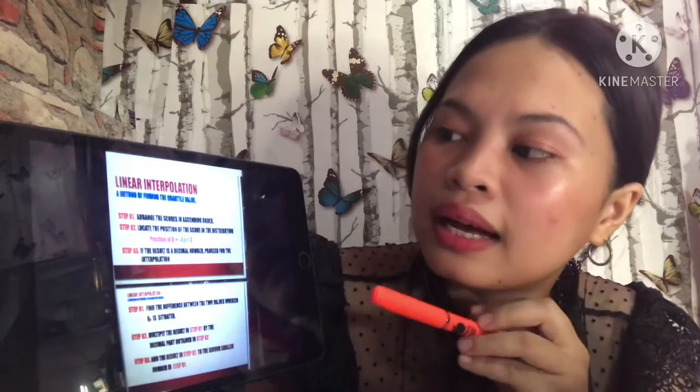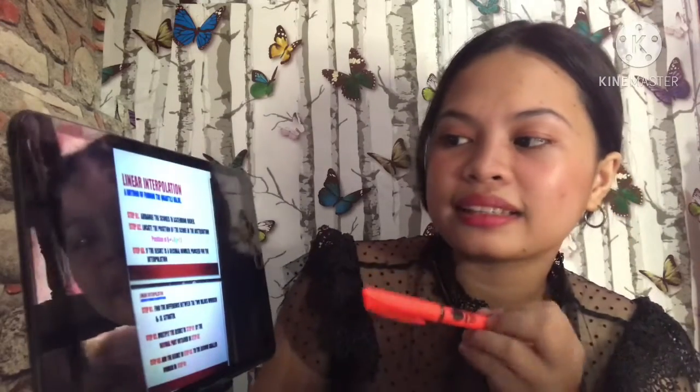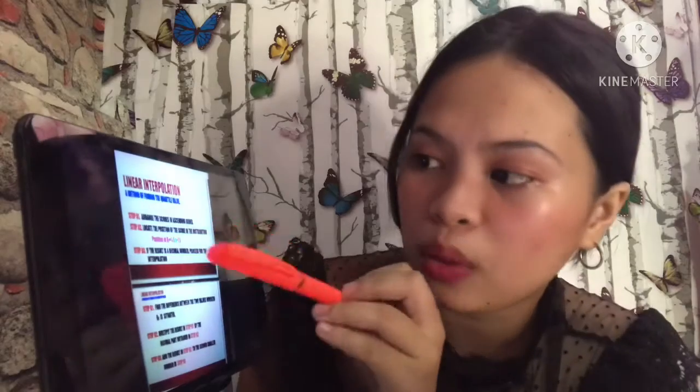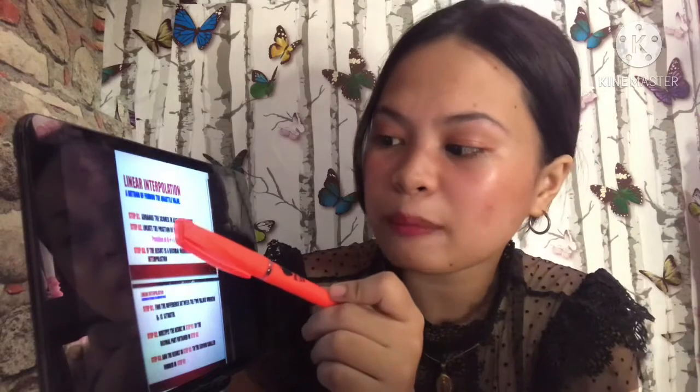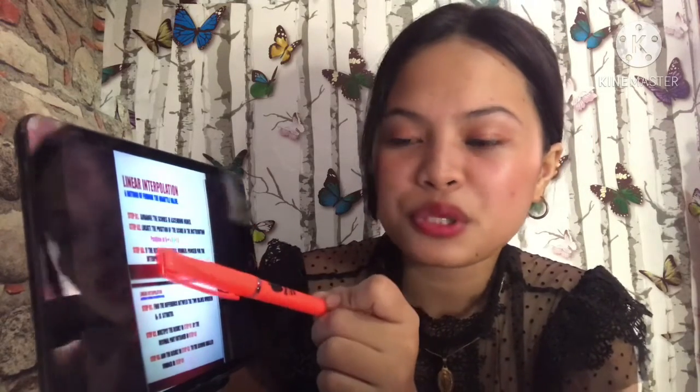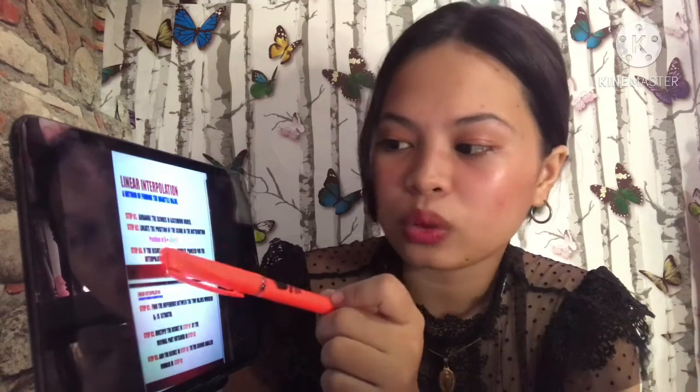Easy. And now let's move to linear interpolation, another method of finding the quartile value. Step A1, arrange the scores in ascending order. Step A2, locate the position of the score in the distribution. The position of quartile 1 is equal to 1/4 of (n + 1). Step A3, if the result is a decimal number, proceed with the interpolation.